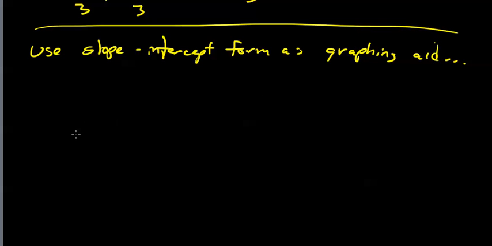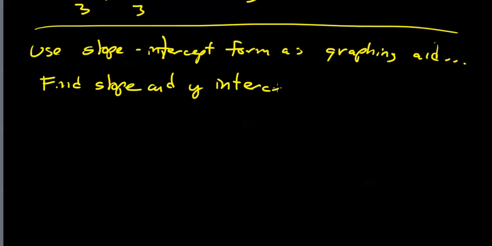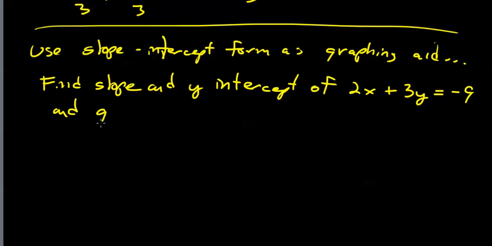And what do I mean by that? Well, let's take an example. Find the slope and y-intercept of this line equation, 2x plus 3y equals minus 9. And I'm going to use this information to graph this line equation. Here's a little bit of an example here.